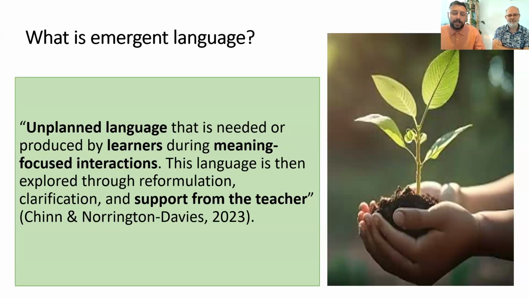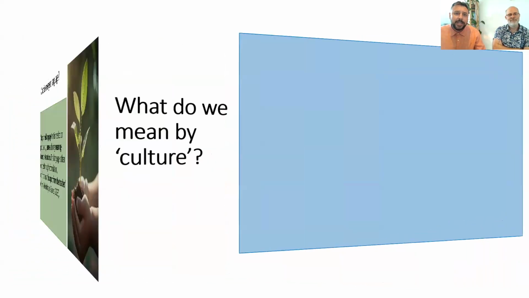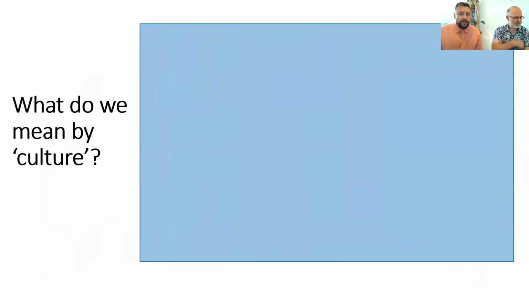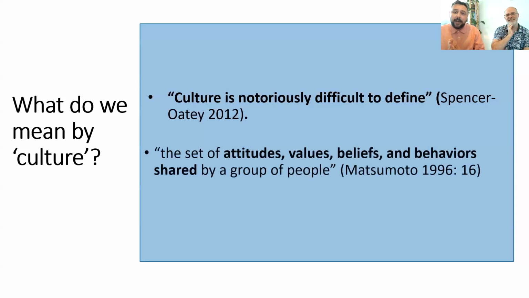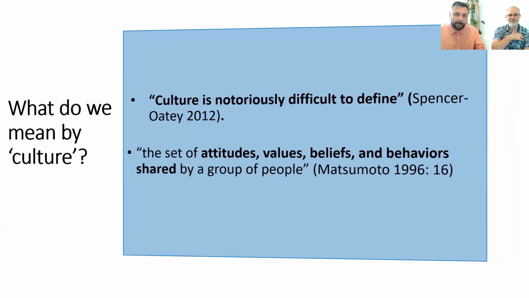The second term we're looking at today, to clarify this before we move on, is what do we mean by culture? Now, we could be here till next Christmas defining what we mean by culture, because culture is notoriously difficult to define. In this talk today, what we're going to be focusing on is part of Matsumoto's definition of culture, and we're going to be focusing on the set of attitudes, values, and beliefs shared by a particular group of people. So that's our definition that we'll be working with to contextualize the session today.